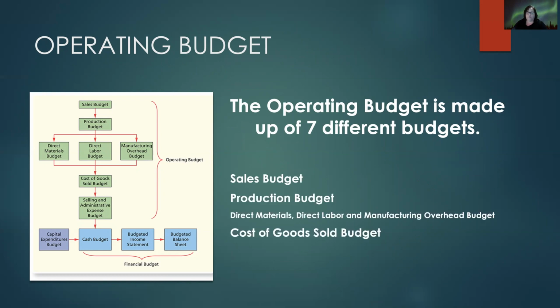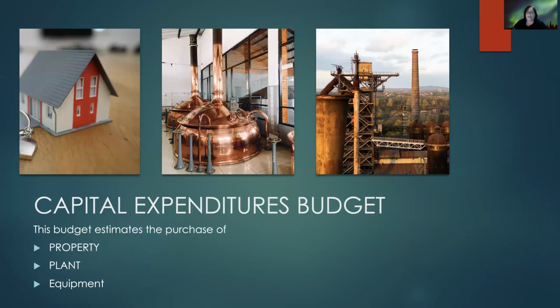Before we go over the financial budget and its parts, we need to take a look at the capital expenditures budget. We won't go into detail of the capital expenditures budget in this lecture, but the broad idea is that the budget estimates the purchase of property, plant, and equipment.